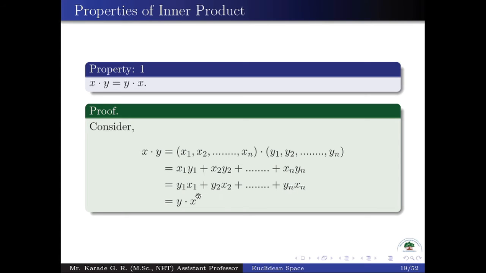In the next step we observe that by the definition of inner product, this step we can write as the inner product of y with x. So thus we have proved that the inner product of x with y is the same as the inner product of y with x. This is the proof of the first property.